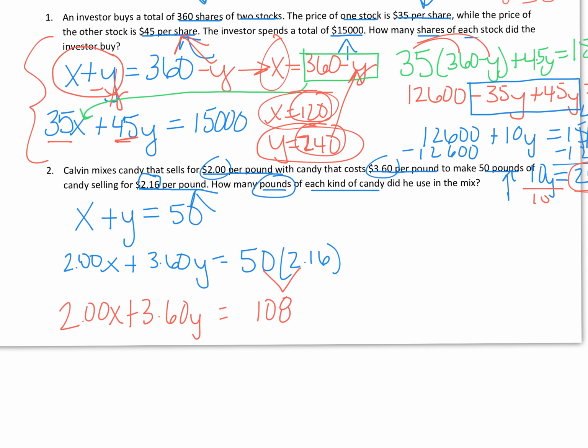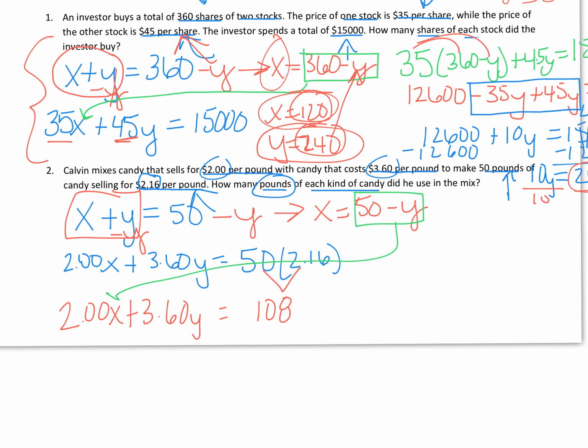All right, now I can do substitution again, because like I said, these variables are all by themselves. I just need to move one over, and I usually like moving the y. It's always easier for me. So this new equation becomes x equals 50 minus y, and I know that if x equals 50 minus y, I can just plug this in for x right here. All right, so when I rewrite that, I get $2 times, instead of x, I'm going to plug in that 50 minus y plus $3.60 y equals 108.